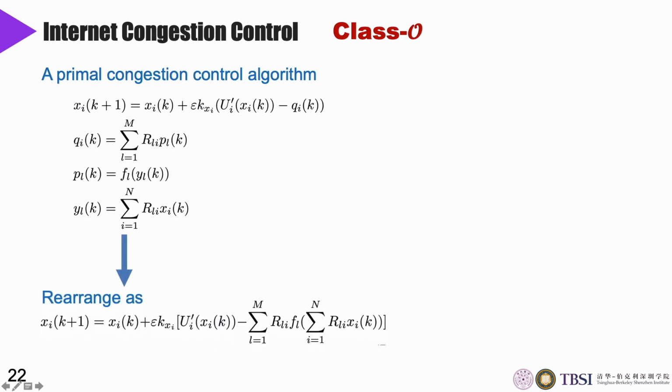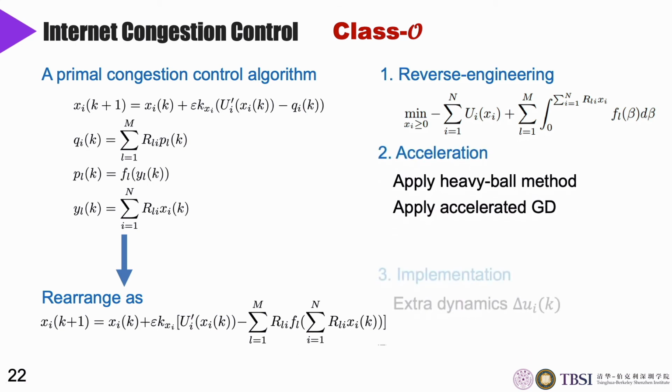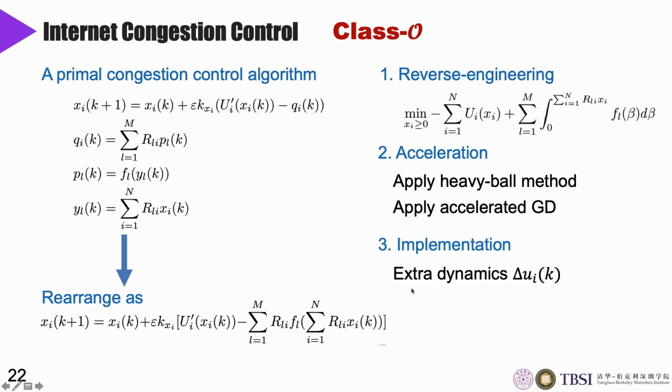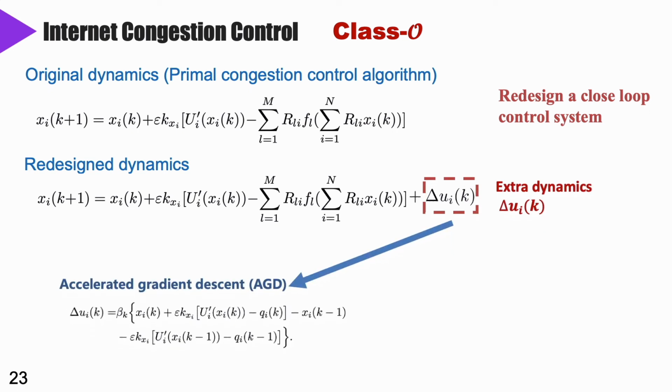In our second example, we're using the same reconfiguration steps. First, we start from the algorithm and combine those 4 equations and rearrange them as this. And then we reverse engineer to find the optimization problem it actually solves. And then do acceleration and implementation by finding the extra dynamics delta UIK. So for accelerated gradient descent algorithm, delta UIK is like this. And for heavy ball method, delta UIK is beta times xik minus xik minus 1.